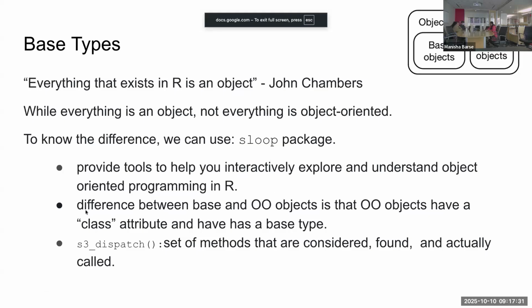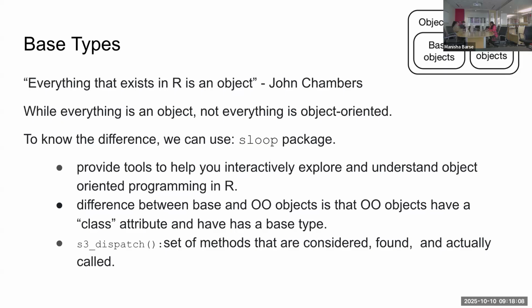Going back to the presentation, the difference between base type objects and object-oriented objects is that object-oriented objects have a class attribute in addition to the base type. There is a function called S3 dispatch, which will come up a number of times in the next few slides and also in the R demo script. This is basically the set of methods that are considered, found, and actually called.